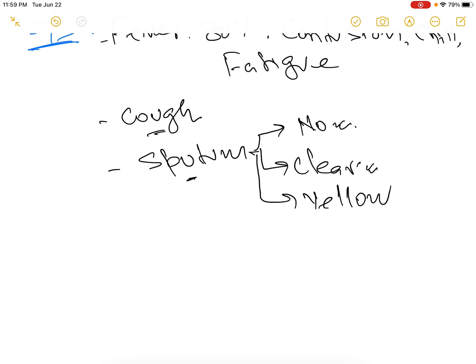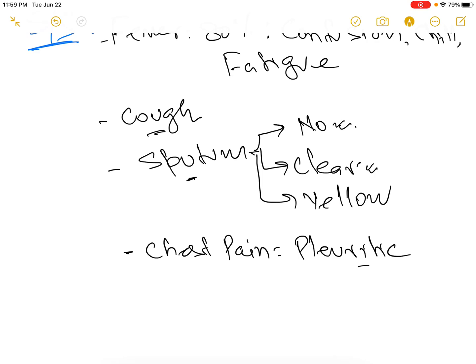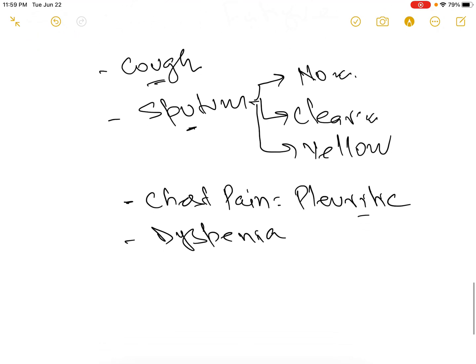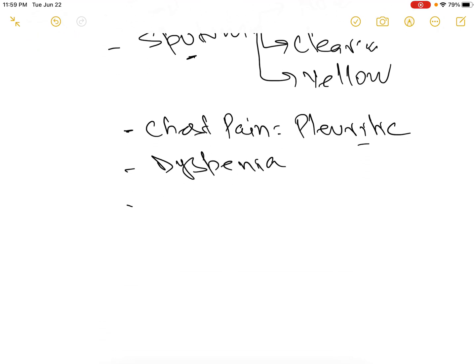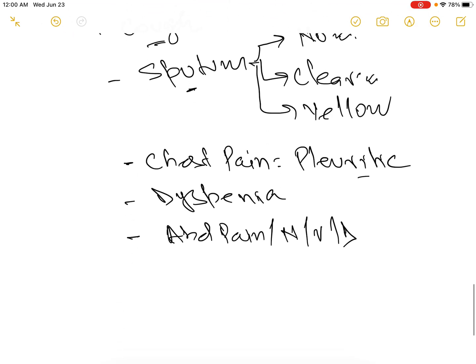Okay, another sign and symptom the patient will usually have is chest pain, and this chest pain tends to be pleuritic in nature. That means this chest pain gets worse with breathing in or out. Some of the others will be dyspnea, difficulty in breathing. And in a few patients, you may sometimes get GI symptoms like abdominal pain, nausea, vomiting, diarrhea. Not very common, but you will find it every now and then. So these are some of the most common signs and symptoms.